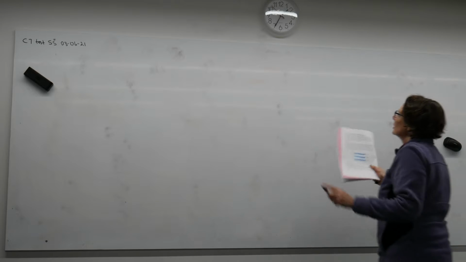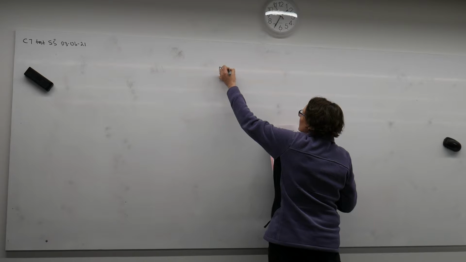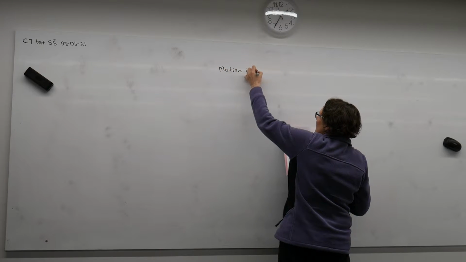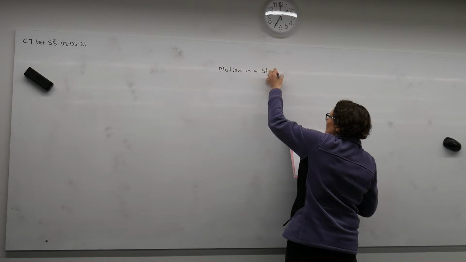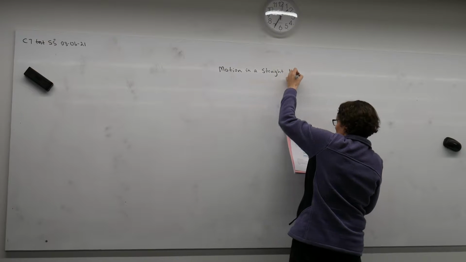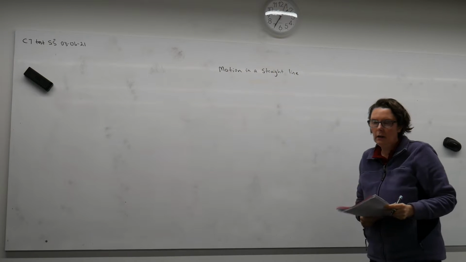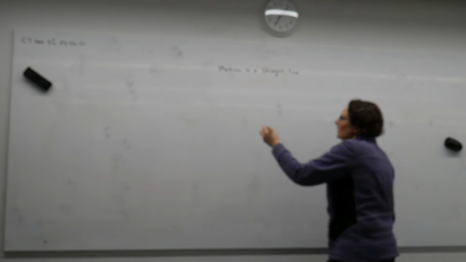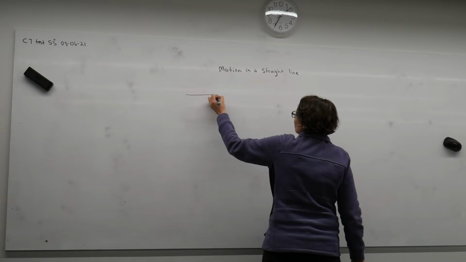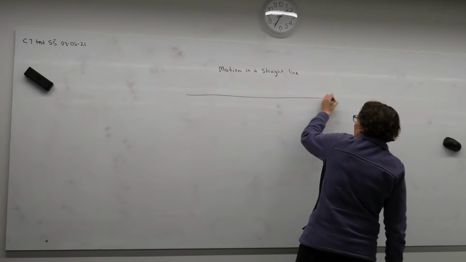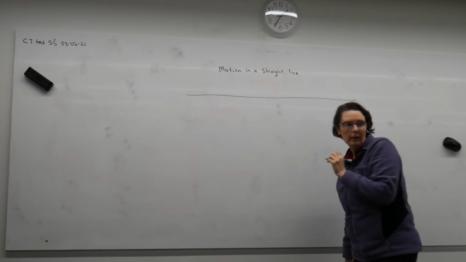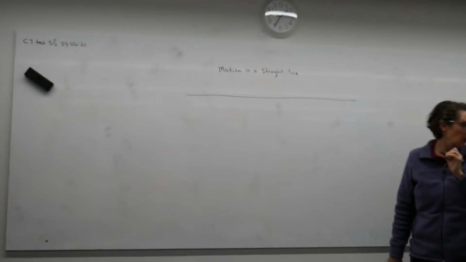Right. So we're starting out with motion in a straight line. This is on page 4. And with our motion in a straight line, we can superimpose this without thinking of the number line, which you probably did in like grade 8 or something, the number line.